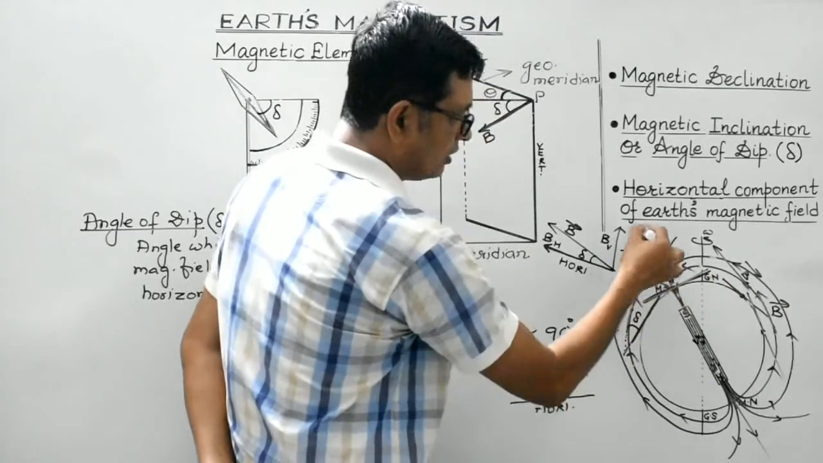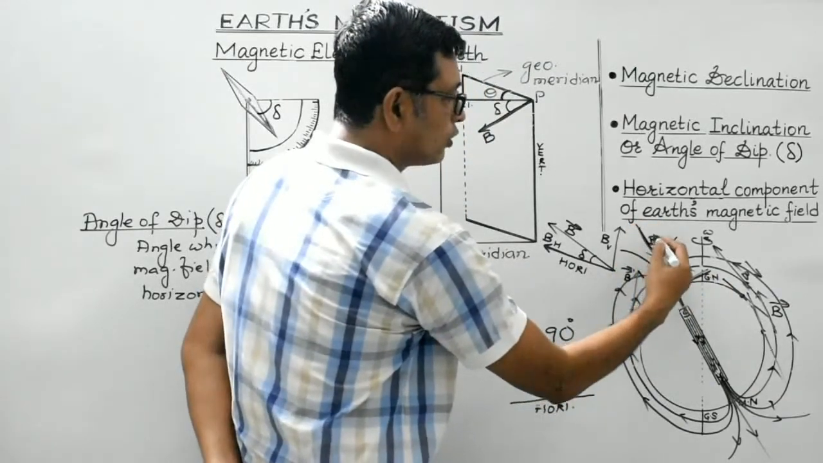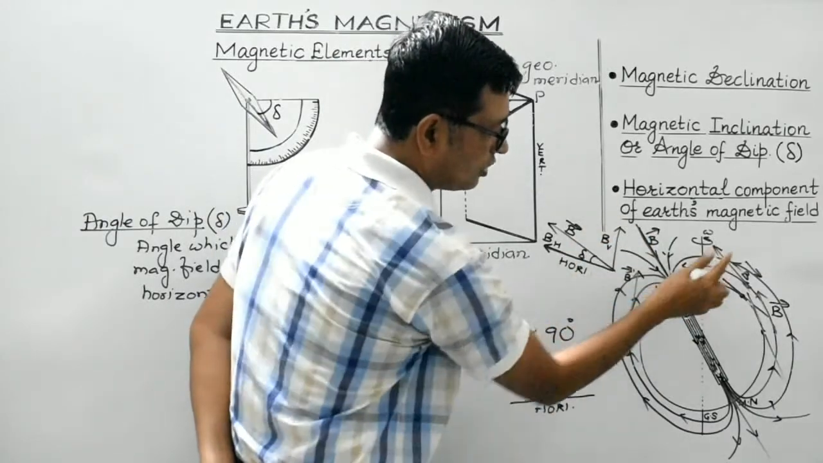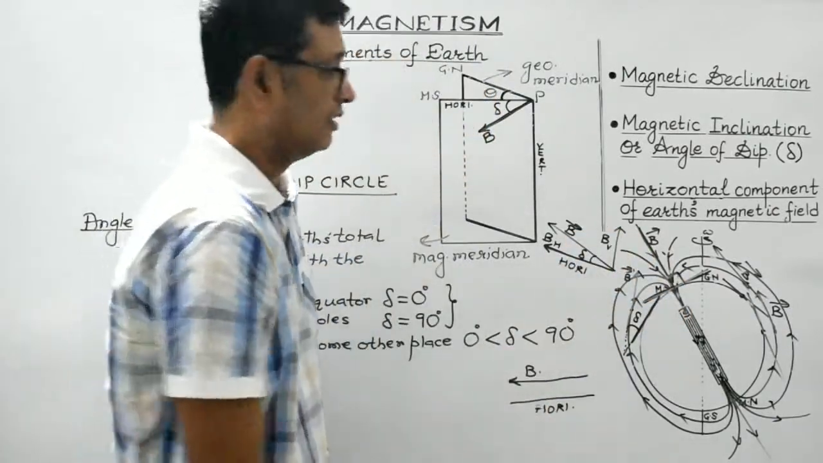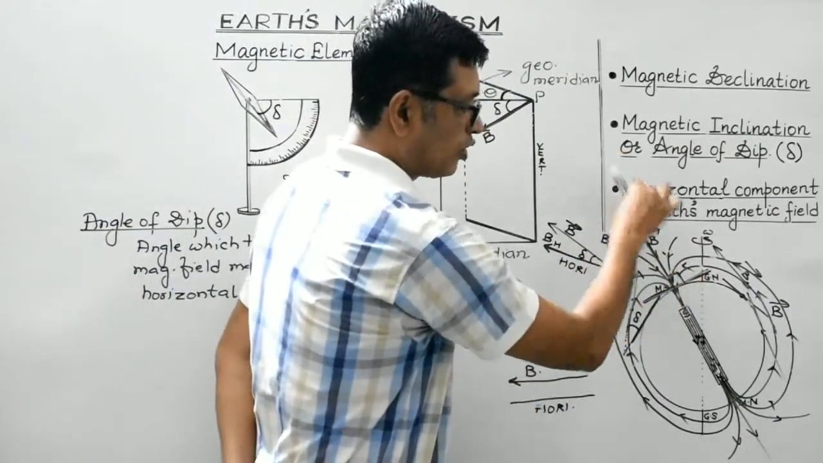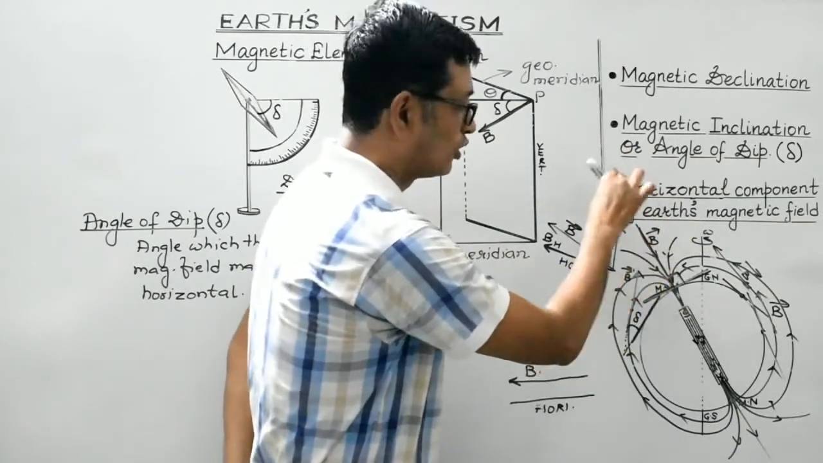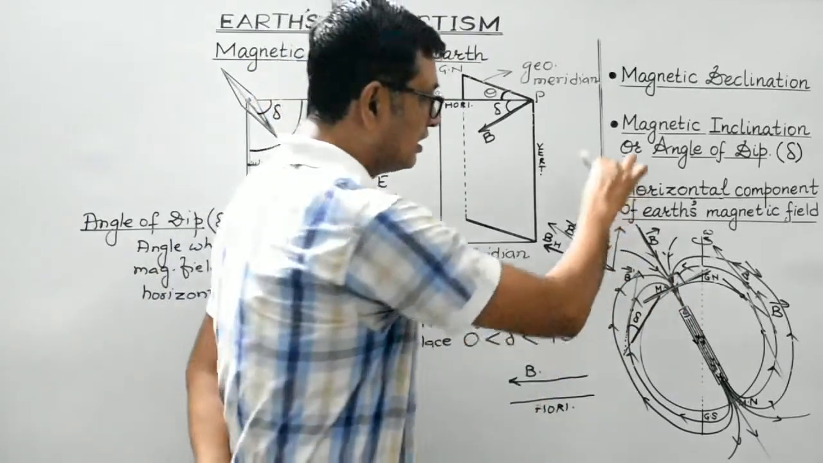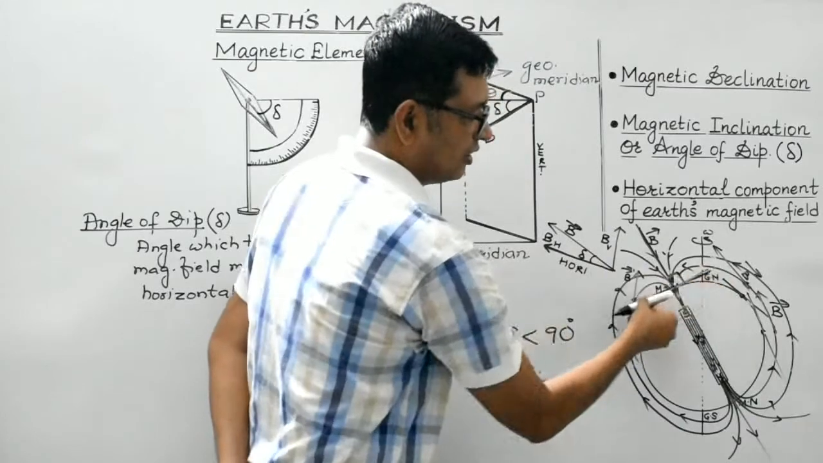Now at this point, this is the Earth's total magnetic field. What is the angle which the Earth's total magnetic field is making with the horizontal? It is 90 degree. There is no horizontal component. The entire component at the poles is the vertical one. So horizontal component is absent at the poles. So here the Earth's total magnetic field is making an angle of 90 degree with the horizontal.